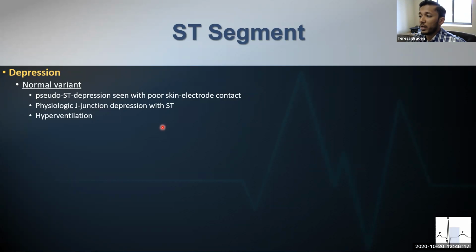But now we're going to go into ST segment depressions. I would like to finish this segment off before we continue on. So any questions about ST segment elevations before I continue?